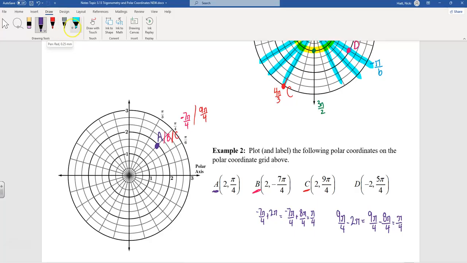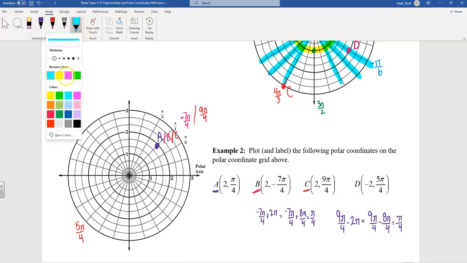Okay? 5 pi over 4 is right here. Well, I don't want to put a dot like it's a dot. 5 pi over 4 is right here. Now, I'm going to highlight that line at 5 pi over 4, and I'm going to go all the way across here. 5 pi over 4 and pi over 4 are opposite to each other on that unit circle, right?